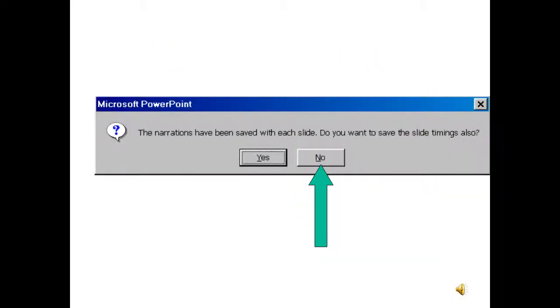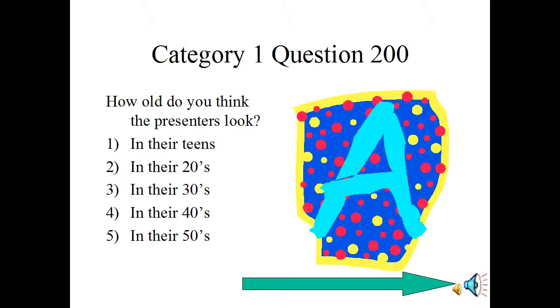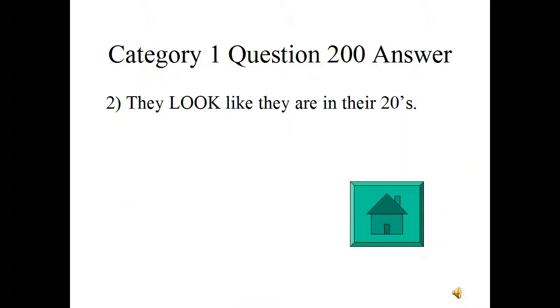Step 46. When you see this window, click No. Step 47. When you go back to the original slide, you will see the speaker icon, which means a sound file is attached. Step 48. Now go back to your answer slide and create the sound recording for it. If you forget how to record your narration, go back to step 41.